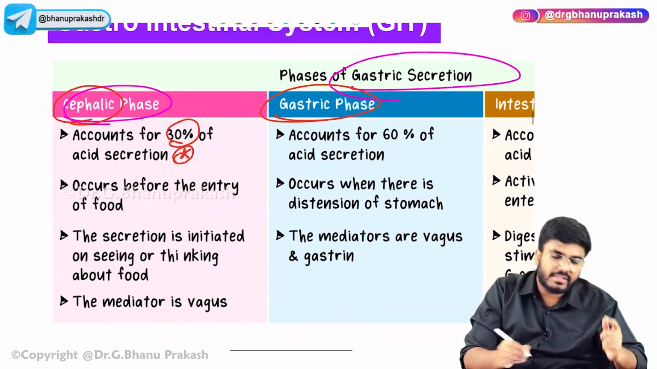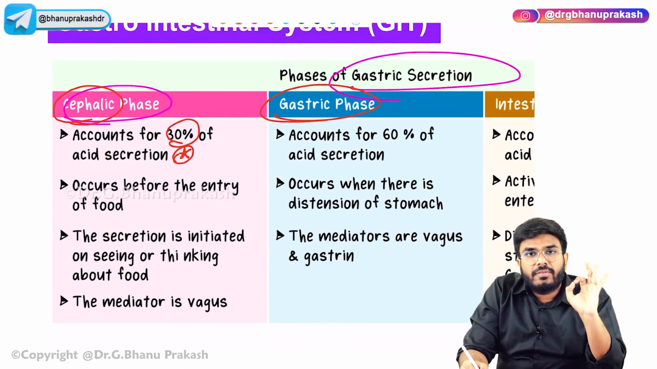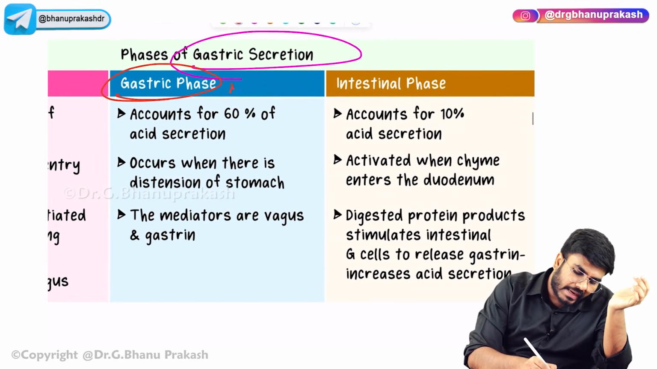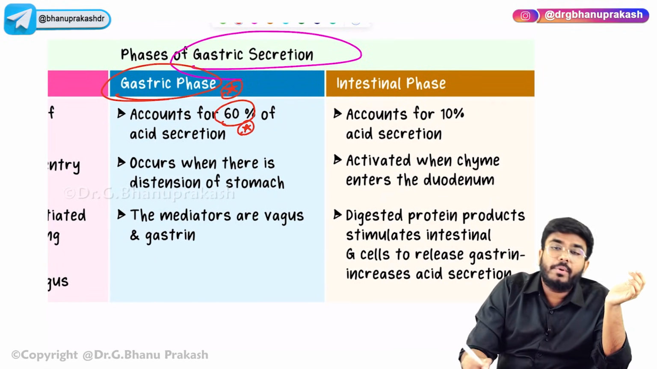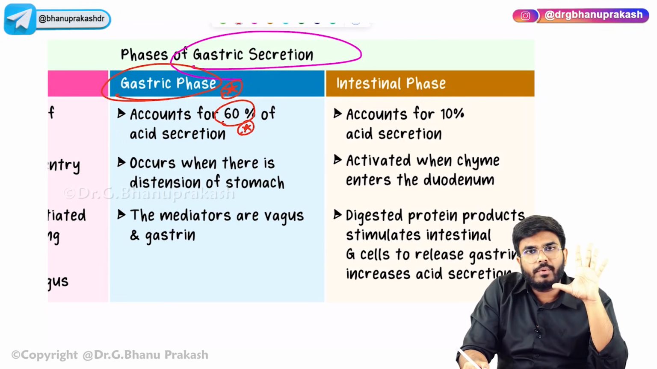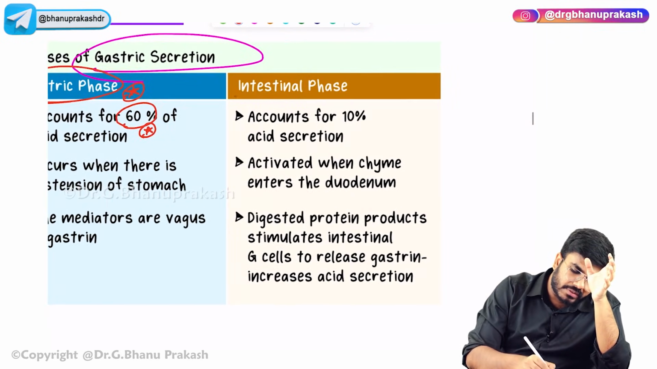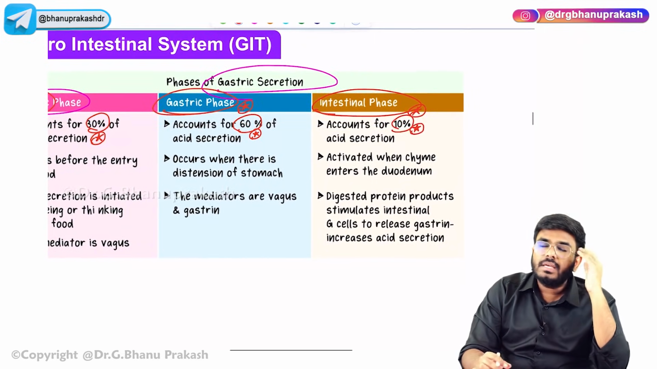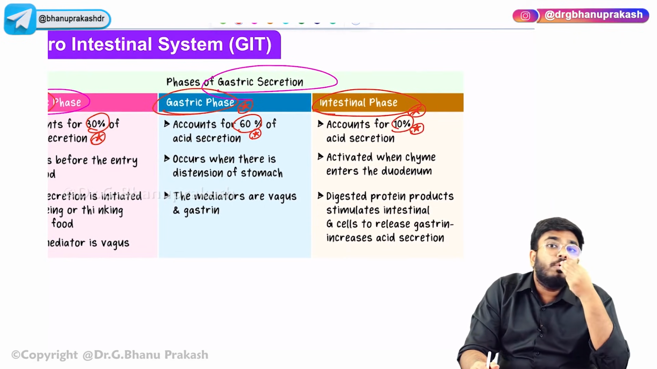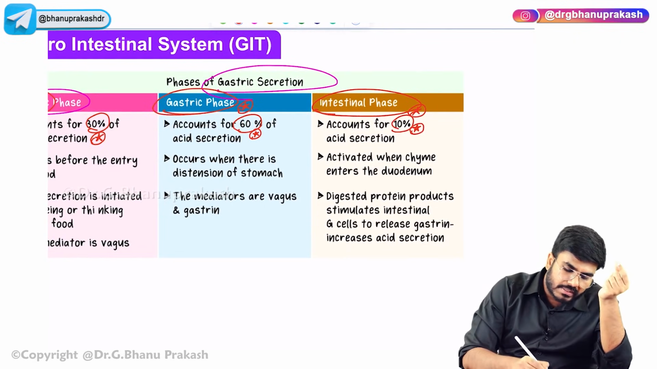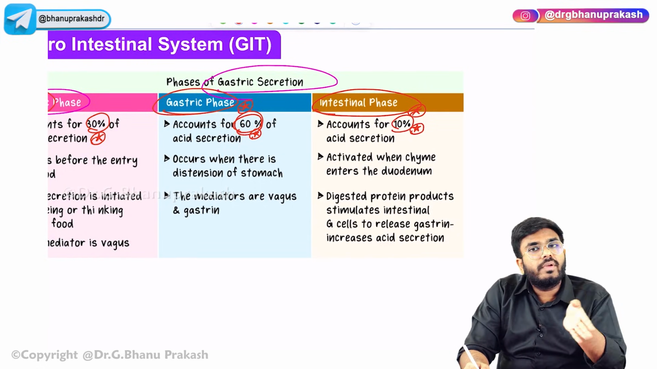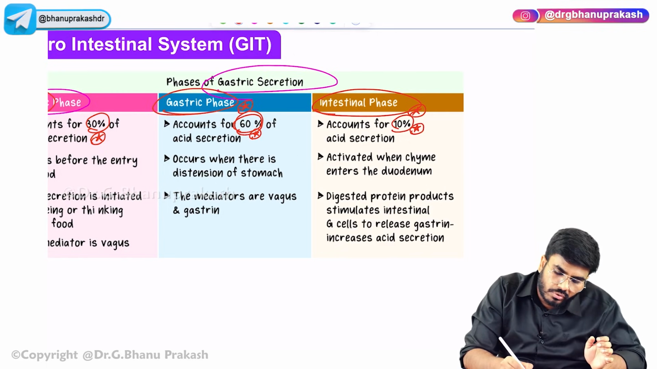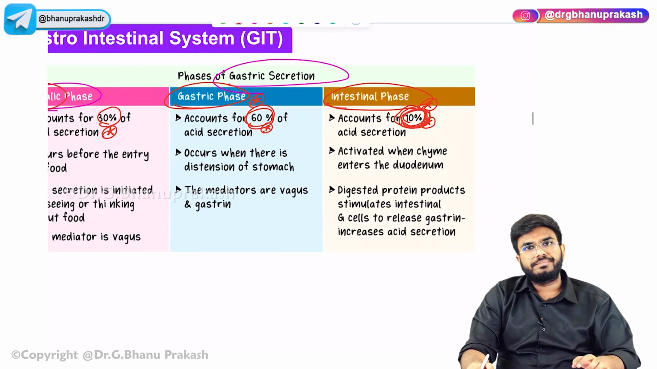First phase is called the cephalic phase, meaning in your brain. In the cephalic phase, 30% of acid will be produced just by thinking about the food. In the gastric phase, when you eat the food, 60% of the acid will be produced in your stomach. Next, in the intestinal phase, when the food is moving into the duodenum and intestines, the acid production gradually decreases to only 10%.